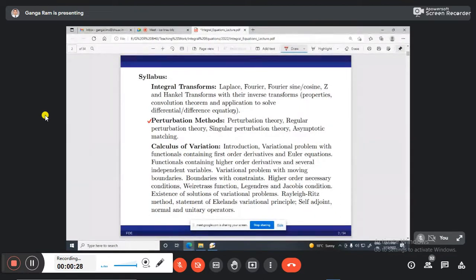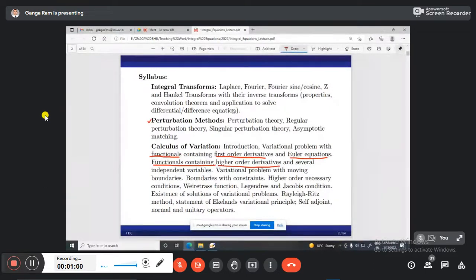The second part is perturbation methods. Basically, it is the perturbation theory, in which we will discuss regular perturbation theory, singular perturbation theory, and asymptotic matching. And the third part is the calculus of variations. It contains the introduction, variational problems with functionals containing first order derivative, Euler equations, and functionals containing higher order derivatives.